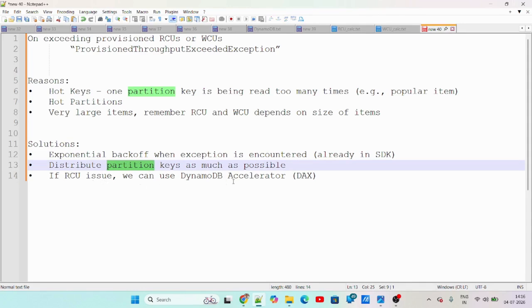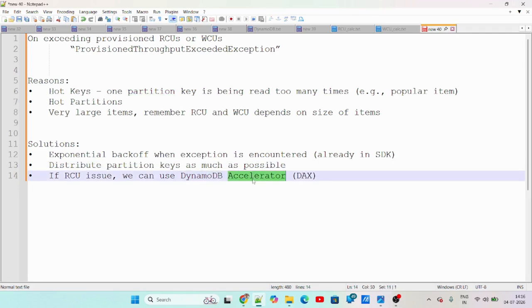And if there is an RCU issue, we can use DynamoDB Accelerator, or DAX. This is like a caching layer on top of DynamoDB. So instead of continuously fetching data from DynamoDB using the RCU, we can use the caching layer, just like a Redis layer. DynamoDB also provides a caching layer, which is called DynamoDB Accelerator. This was all about the capacity modes. Thank you.